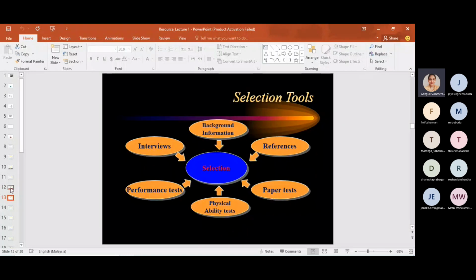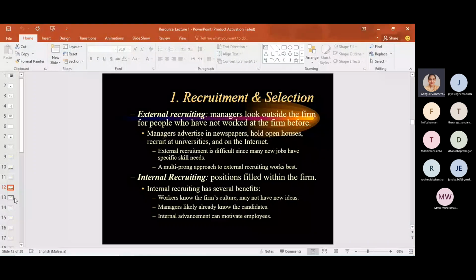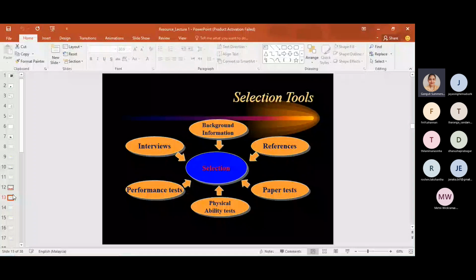Okay, so that's how recruitment works. Here, the first component is recruitment and selection. We discussed recruitment. So now how does selection work? How are we going to select people? To select people, we can use some tools. These tools are called selection tools.